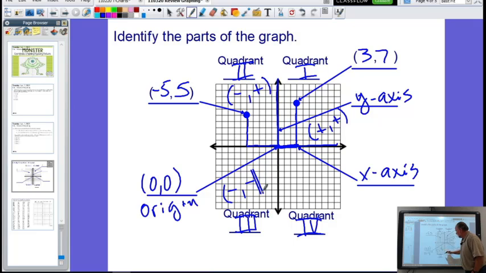Okay, and my computer's messing up there. That's why it kind of got funky there.